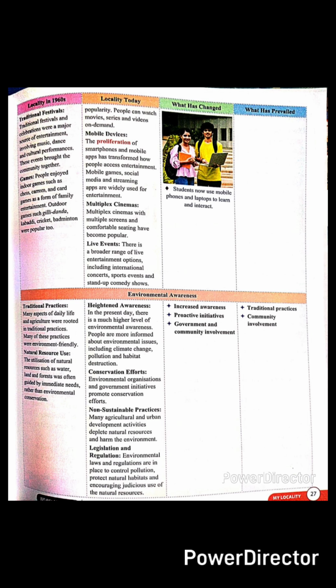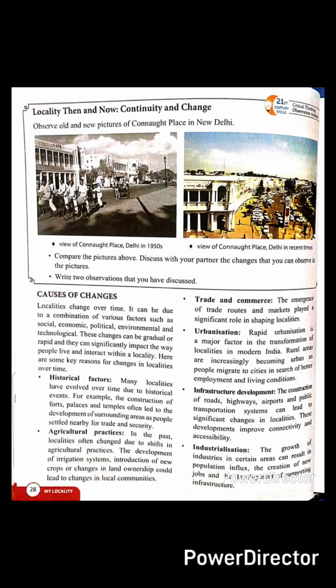Next comes environmental awareness. In the first column, locality in 1960s: traditional practices, natural resource use. Locality today: heightened awareness, conservation efforts, non sustainable practices, legislation and regulation. What has changed? Increased awareness, proactive initiatives, government and community involvement. What has prevailed? Traditional practices and community involvement.